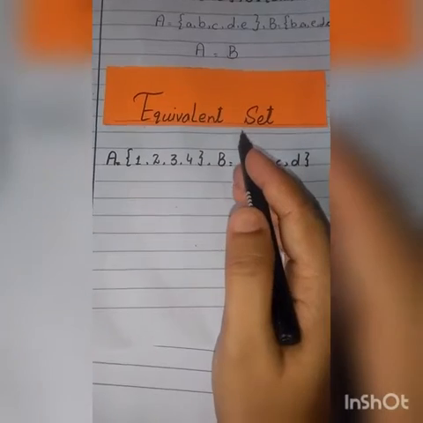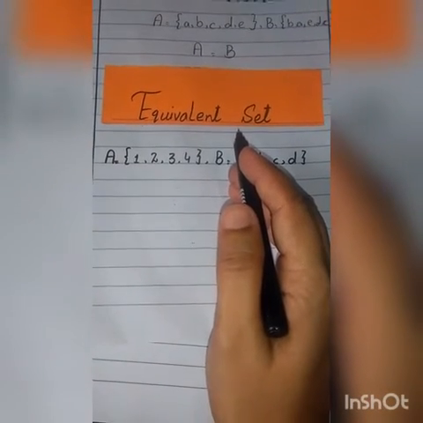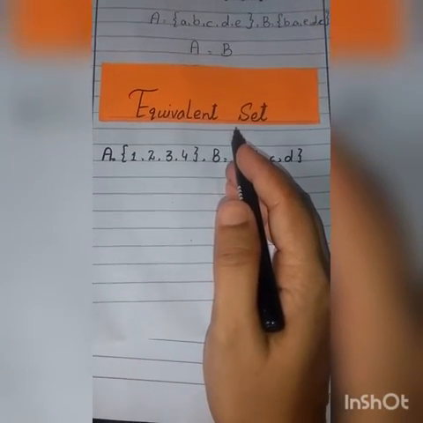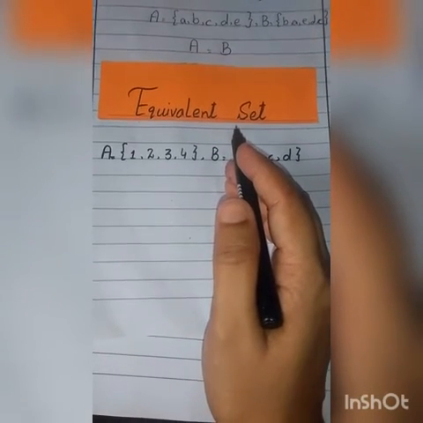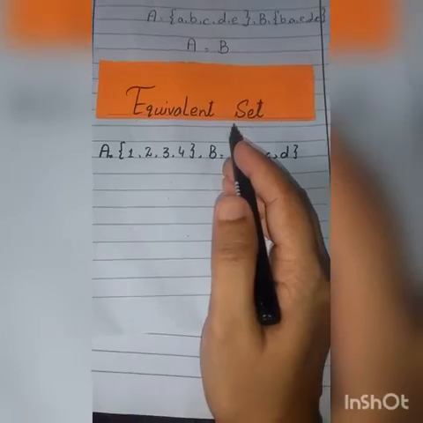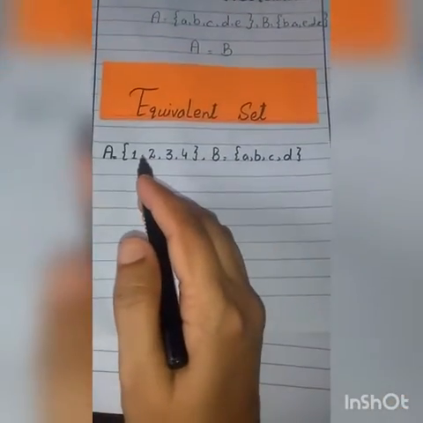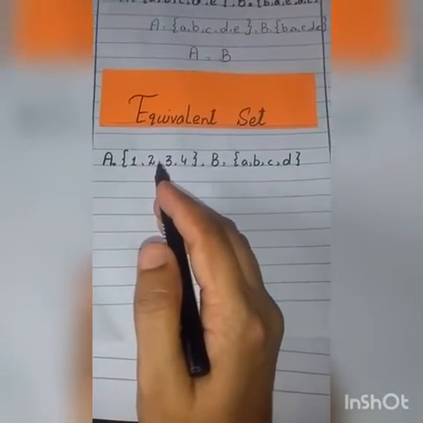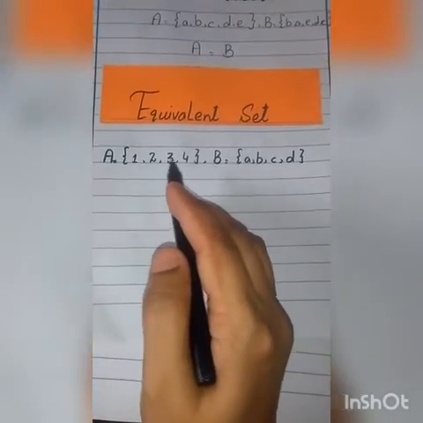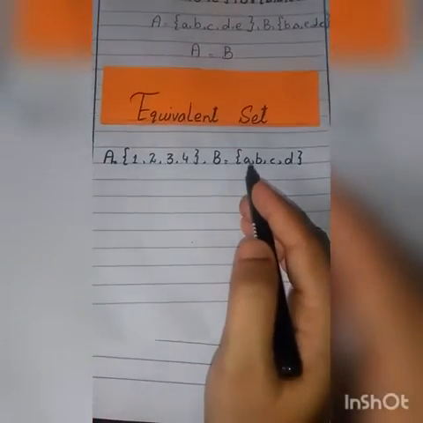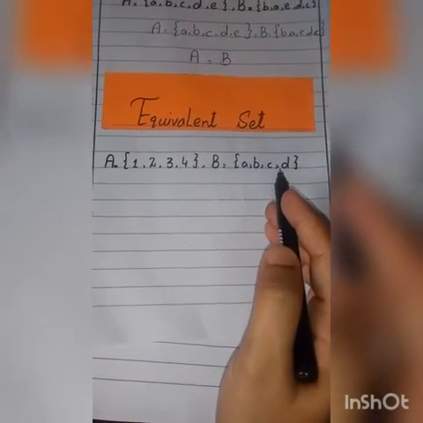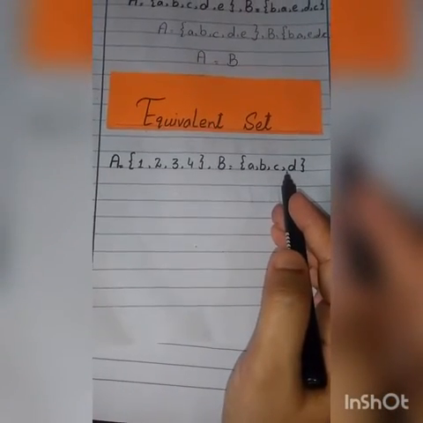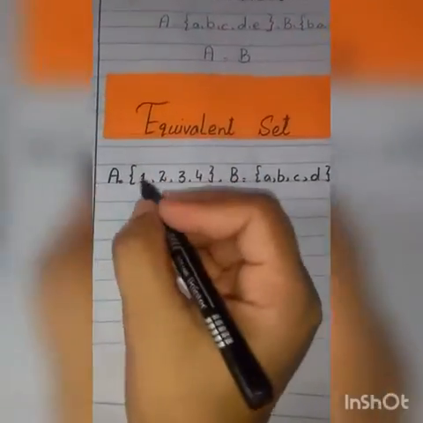Okay students, our third type is equivalent set. What is equivalent set? Two sets are called equivalent if and only if one-to-one correspondence can be established between them. For example, we have two sets. Set A consists of 4 elements 1, 2, 3 and 4, and set B consists of also 4 elements A, B, C and D. Now we try to establish one-to-one correspondence between them.